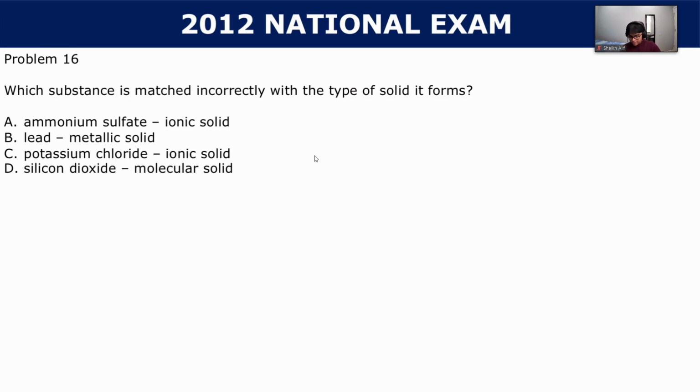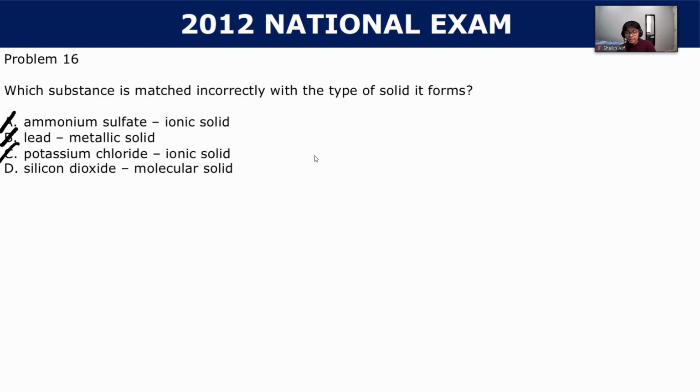Let's move on to question 16. Which substance is matched incorrectly with the type of solid that it forms? And so let's go through it. Ammonium sulfate, these are ions, and when they come together, they are going to create an ionic solid. So it can't be A. B, metallic solid. Lead is a metal, and it is going to have metallic bonding, so it is a metallic solid. Potassium chloride, again, these are ions, and when they come together, they create an ionic solid, so that can't be true.